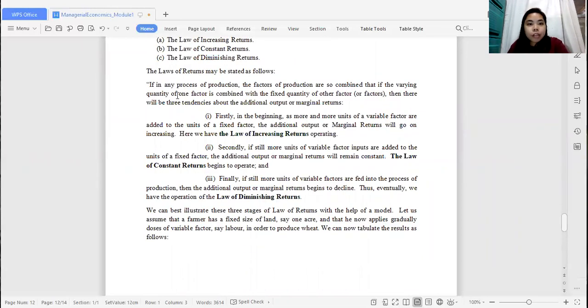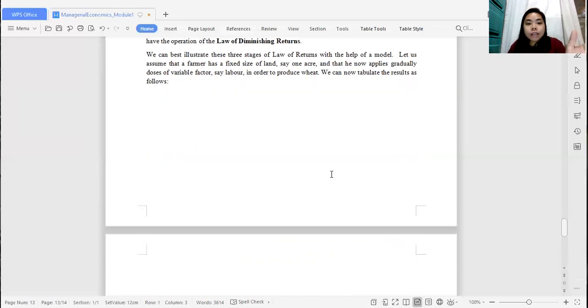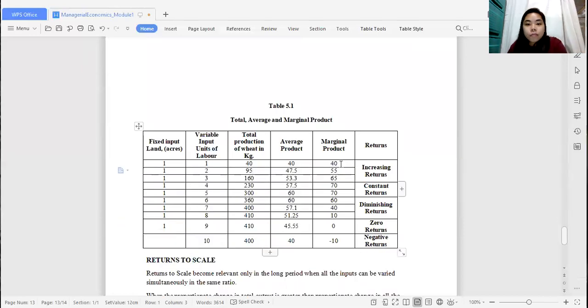So if in any process of production, the factors of production are so combined that the varying quantity of one factor is combined with a fixed quantity of another factor, then there will be three tendencies. So amo to siya, si increasing returns, constant returns, diminishing returns. So firstly, in the beginning, as more and more units of the variable factor, which is the labor, are added to the units of a fixed factor, ang acres of land yato, the additional output or marginal returns will go on increasing, no? So kadto ta sa marginal product.